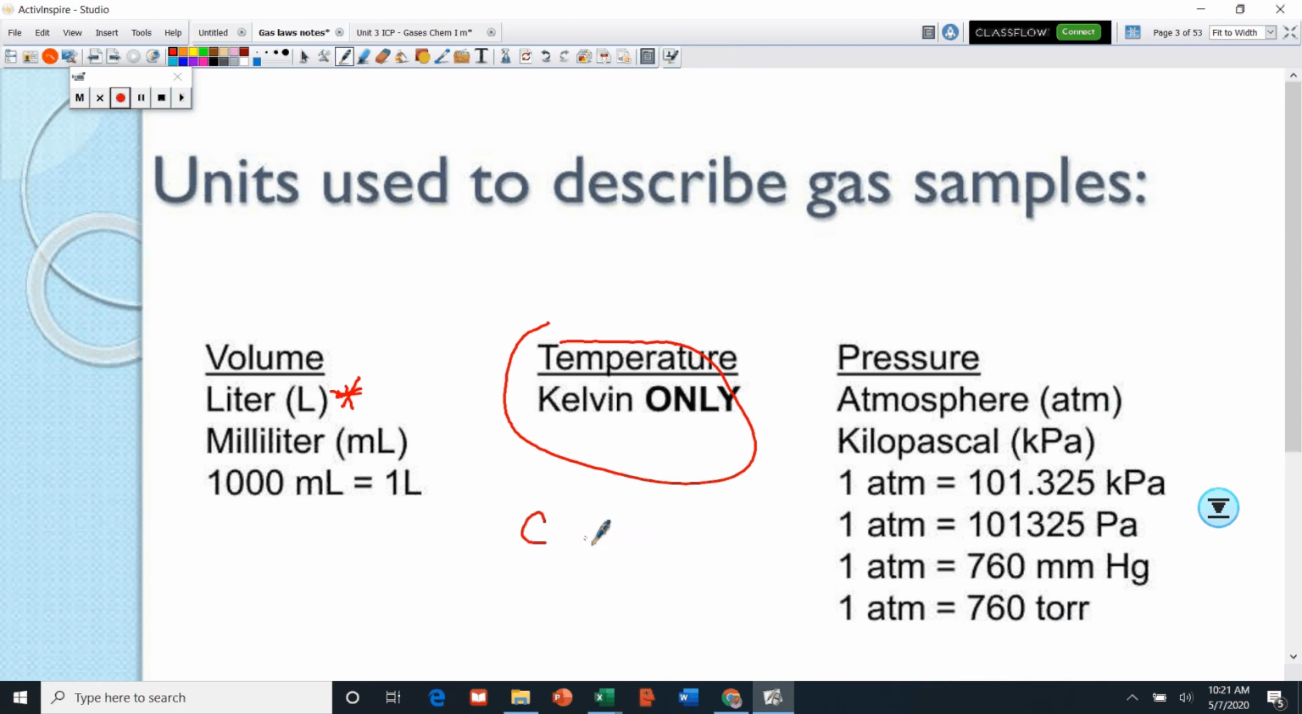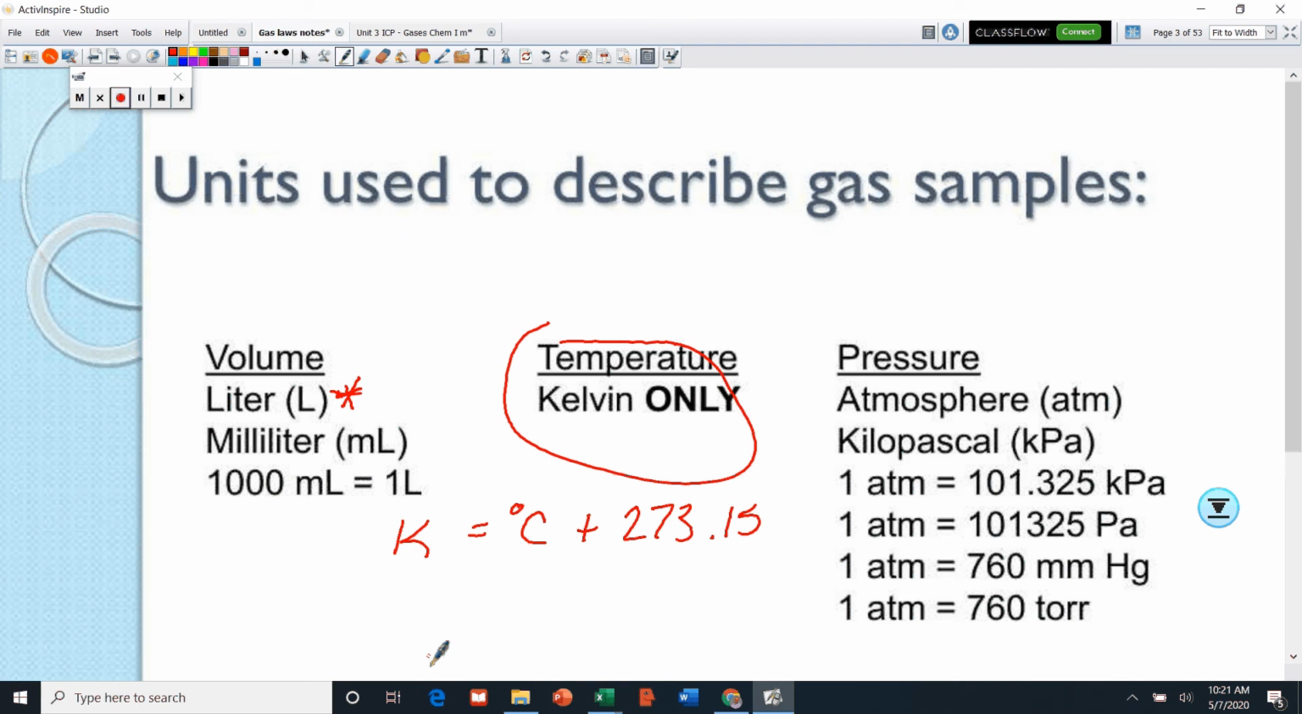Typically, you're going to be given the temperature in degrees Celsius. To convert from Celsius to Kelvin, it's going to be Celsius plus 273.15 equals Kelvin. So Kelvin is Celsius plus 273.15. Earlier in the year, I gave you a conversion from Fahrenheit to Celsius. If needed, I'll go back and review that as well, just so that you can see what's going on there.